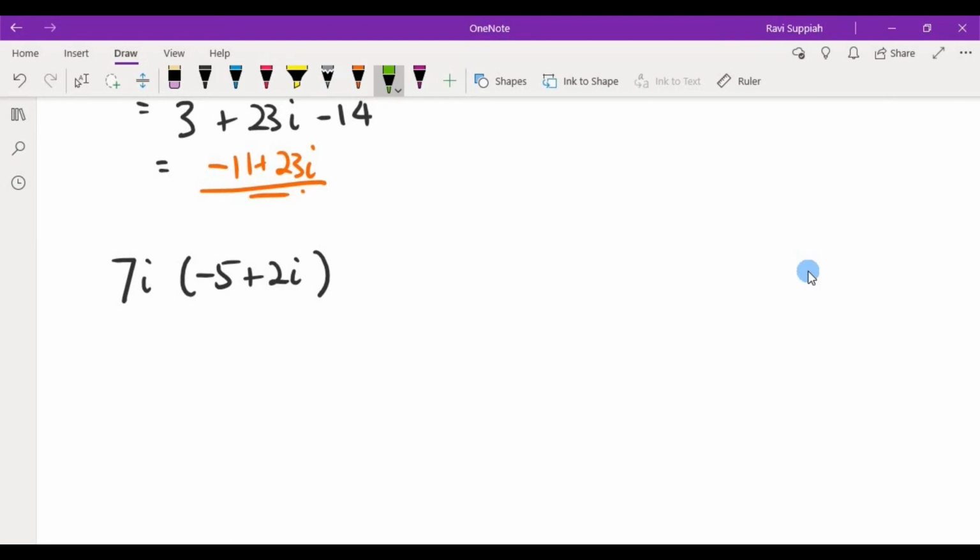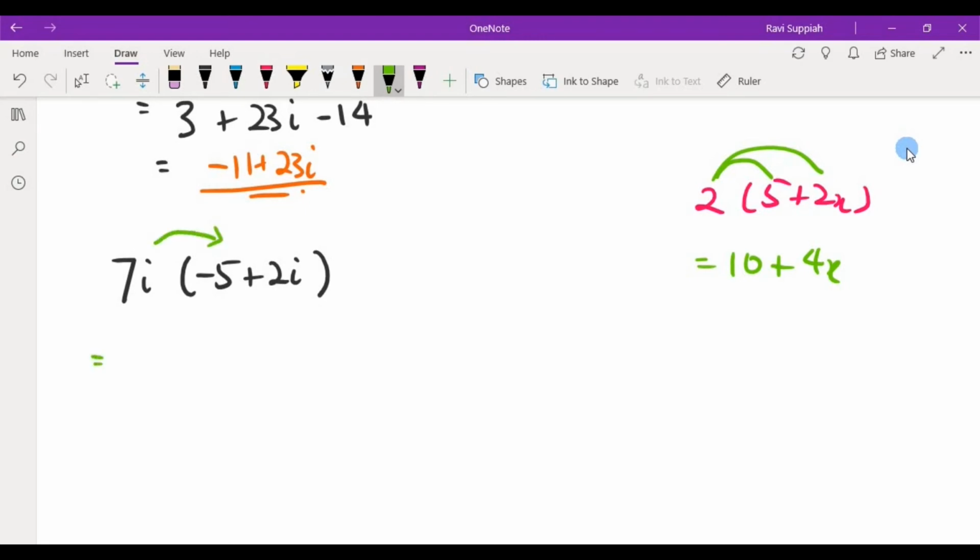Just imagine that you have an algebra expression, 2 into 5 plus 2x. What would we do? We would do the normal expansion, 2 times 5, which is 10, plus 4x. Alright, so the same approach is what we're going to do here. So 7i times minus 5, I'm going to write that here, 7i times minus 5, followed by plus 7i times 2i.